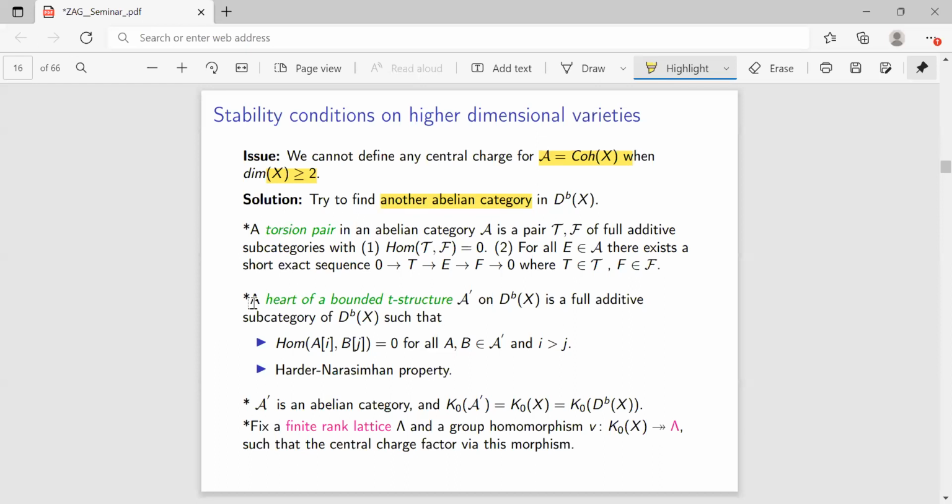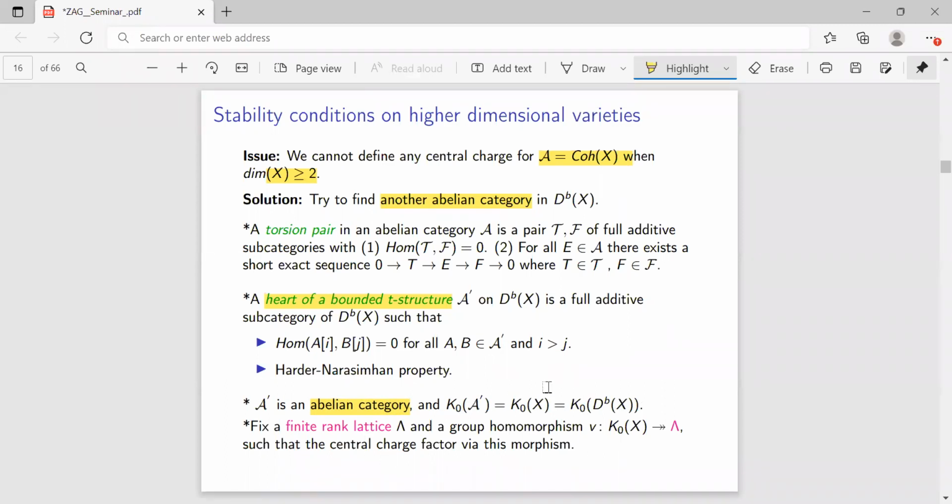And so using this, we want to define our abelian category, which we call the heart of a bounded t-structure, A prime on D^b of X, to be a full additive subcategory with these two properties similar to these two properties here. First of all, there is no Hom from A shifted by i to B shifted by j for any i greater than j, and also we want to have some Harder-Narasimhan properties. I can check that with this definition, this is actually an abelian category, and you have this property that the K group, K naught of A prime, is the same as K naught of X, the same as K naught of the derived category.